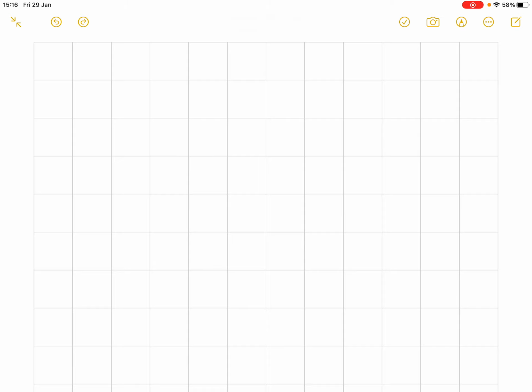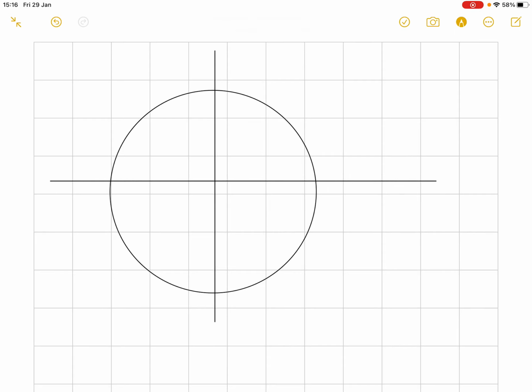Okay, so let's begin with a circle. And we'll put some axes on the circle too, just to make things a little bit easier to work with. Now, this circle has a very special property, okay? This circle has a radius equal to 1.